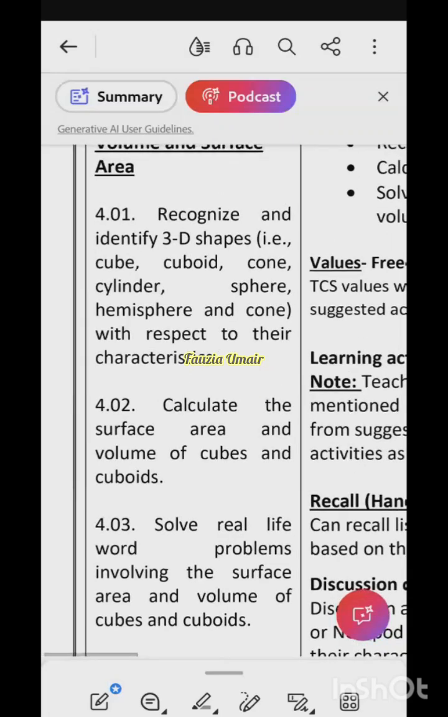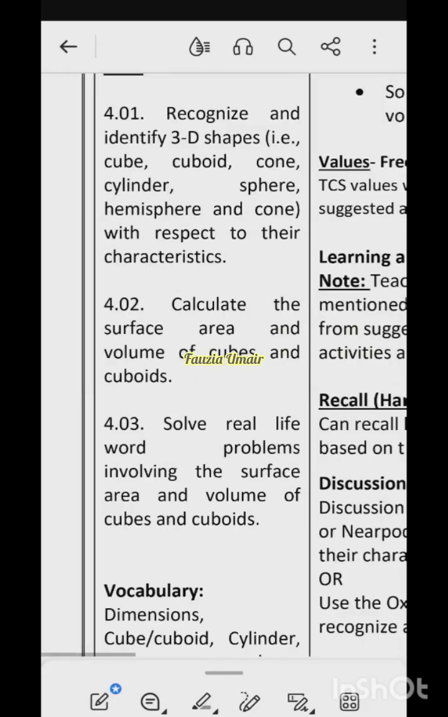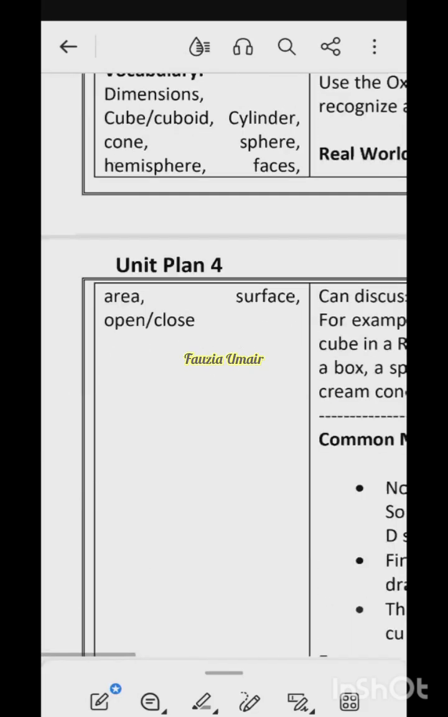We have already recognized 3D shapes and their properties. Then we will calculate the surface area and solve real world problems, right?